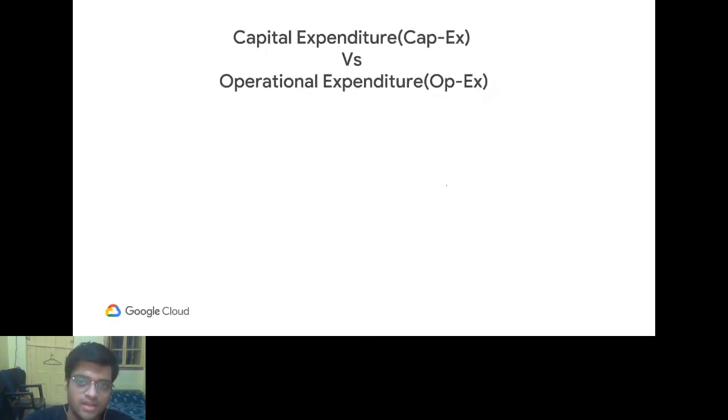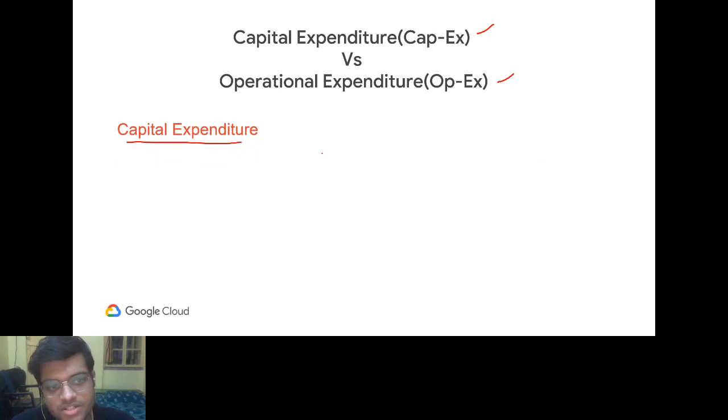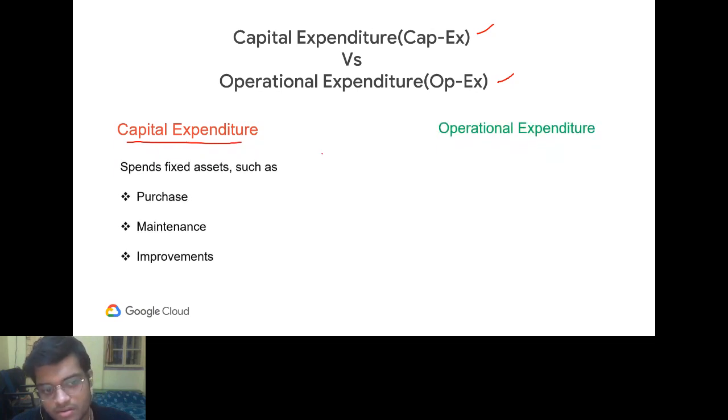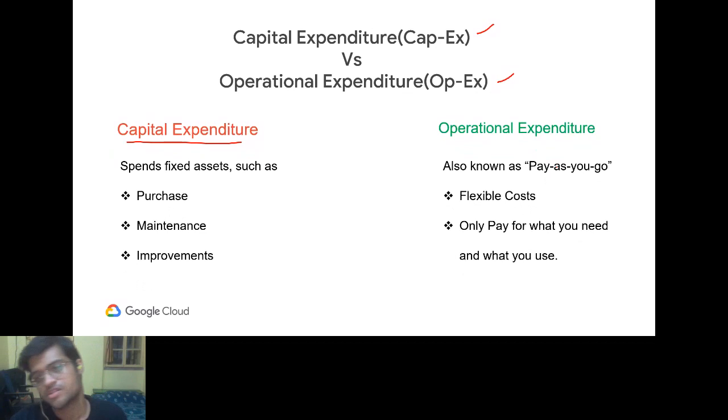Yeah, this is something I've already talked about, but no issues. We'll talk about it again. Capital expenditure is something that you pay upfront, and operational expenditure is more subscription based.